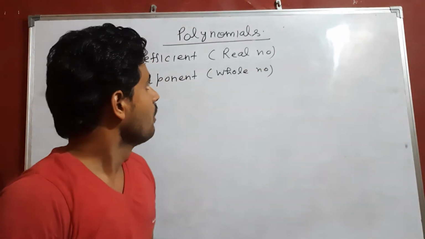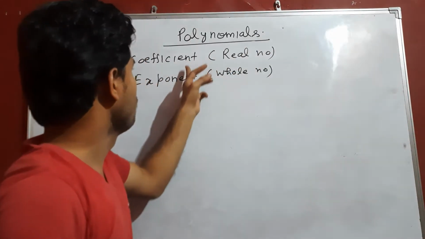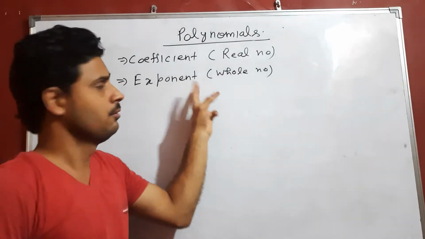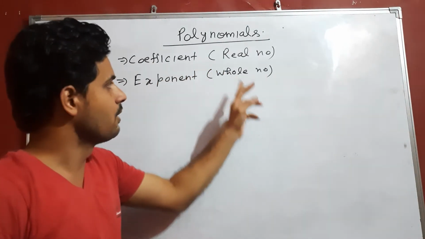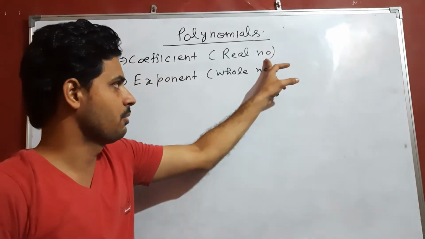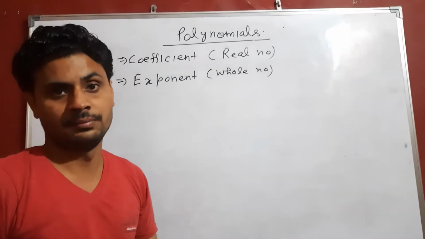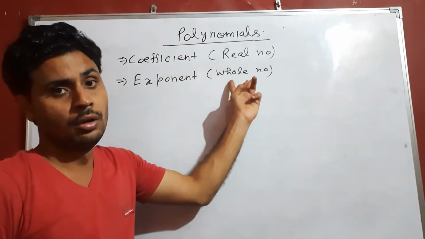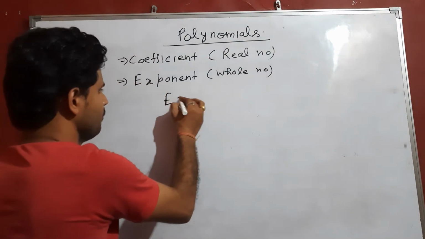Let's see. The recognition of a polynomial depends upon two main points. First is coefficient. Actually, the coefficient of variables must always be a real number in the algebraic expression. And second thing, the exponent of the variable must always be a whole number. Let's see some examples.